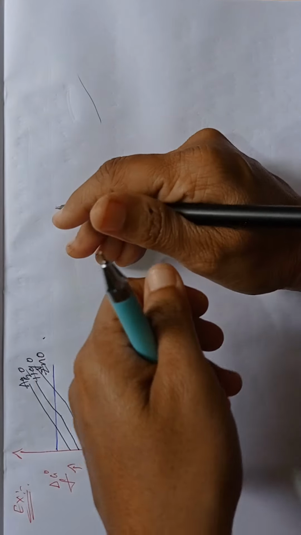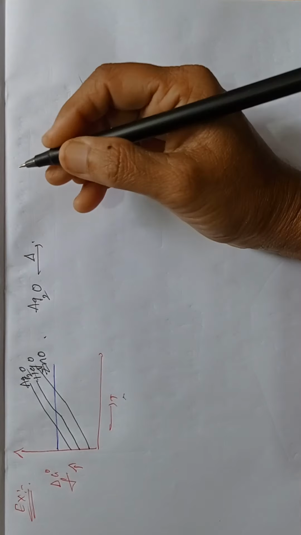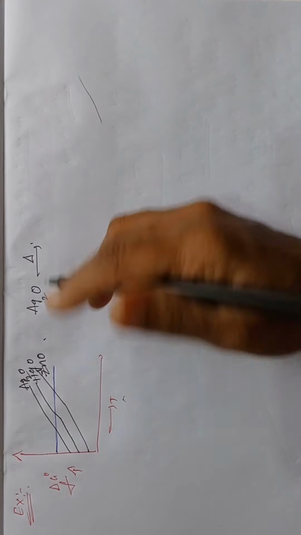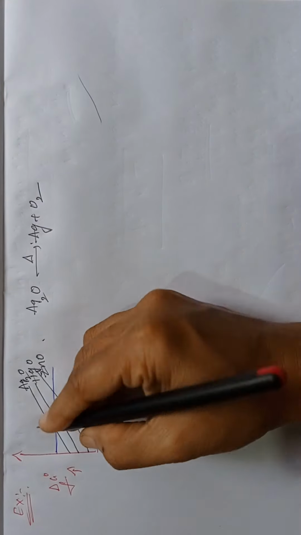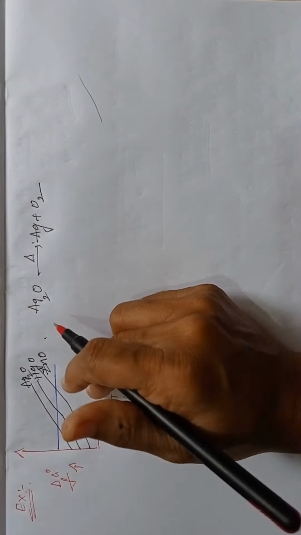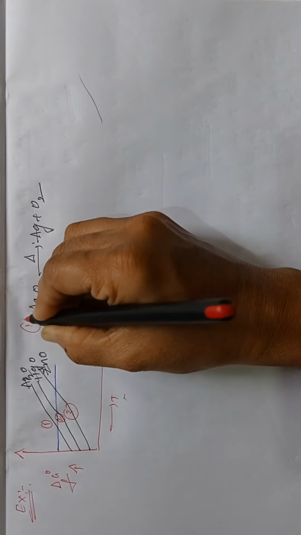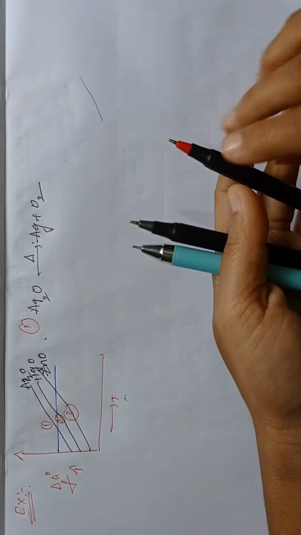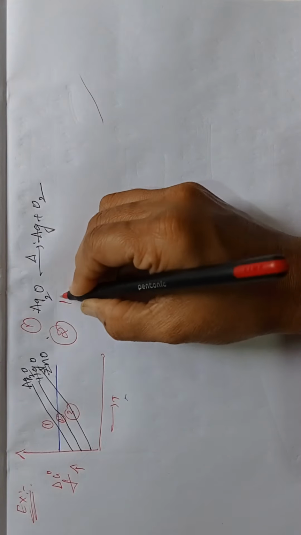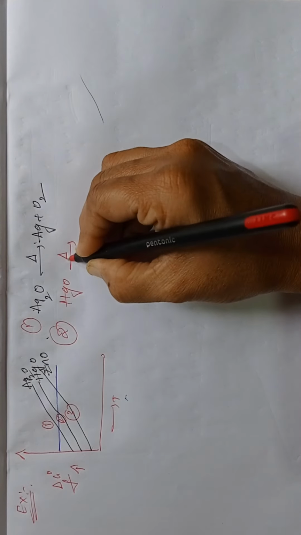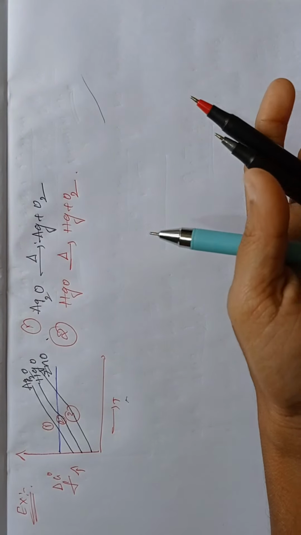If I take Ag2O, students, by heating, what will happen? Ag2O dissociates into silver plus O2. Are you clear? This is the first equation; second and third equations I am taking. First one: Ag2O gives rise to Ag plus O2. The second one is HgO. HgO dissociates by heating into Hg plus O2.